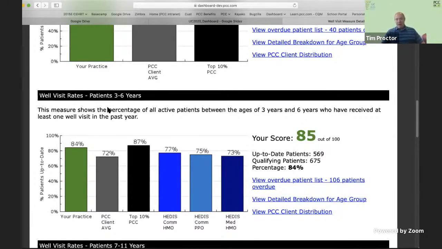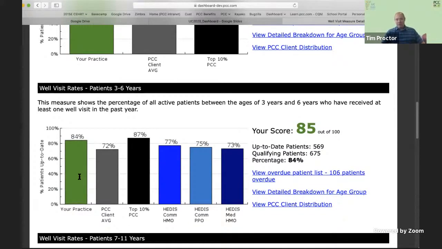And for each range, like if I'm looking at the 3 to 6 year olds, we give you a score for your performance. And that score is calculated based on your performance relative to other practices. And we give you benchmarks of where you are compared to the averages, compared to the top performers, and compared to HEDIS measures as well. So you can get an indication of that.